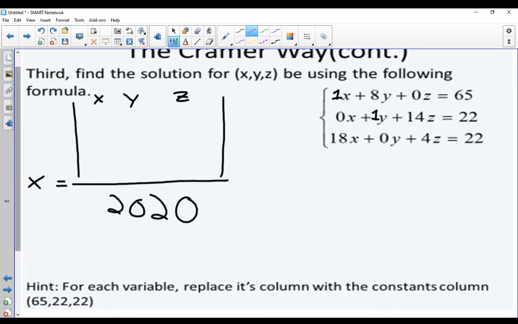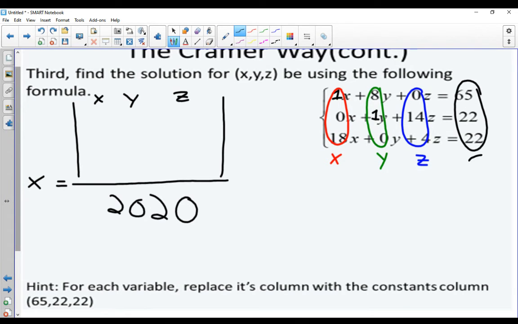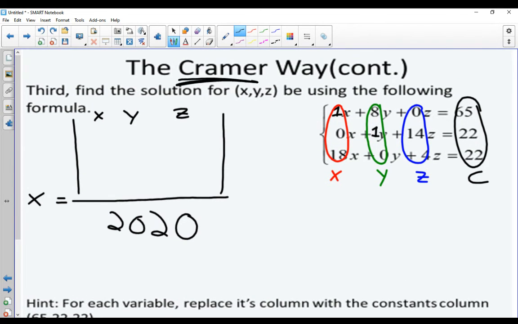Now, when I say X, Y, and Z, I'm talking about this X oval, this Y oval, and this Z oval. But there's actually a 4th oval that comes into play. It's called the Cramer oval. It's called Cramer for a reason. You'll see why in a second.